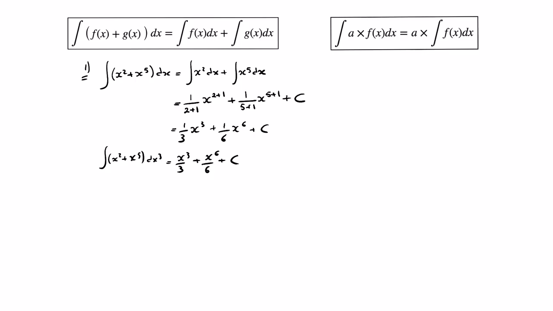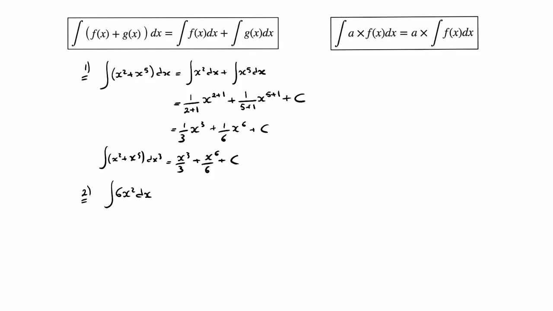Now, the second rule that we see here at the top tells us that the integral of a times f of x equals a times the integral of f of x. Now, all this is really saying is that if we have a function which is being multiplied by a number, we can choose to take that number outside of the integral if we wish to. Now, let's see how this may work with a quick example. Let's say we're asked to integrate 6x squared.